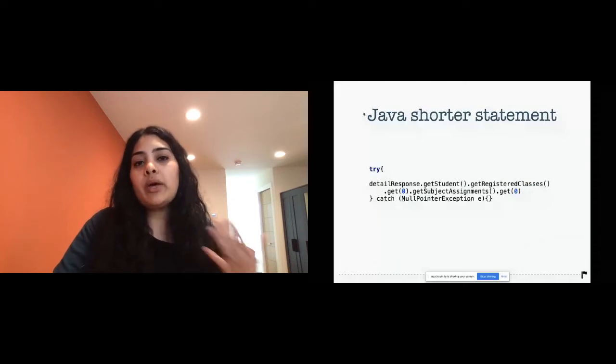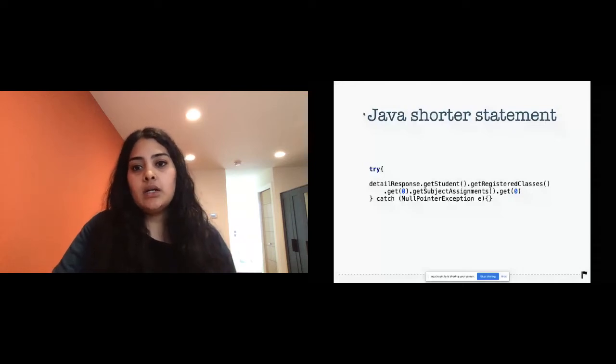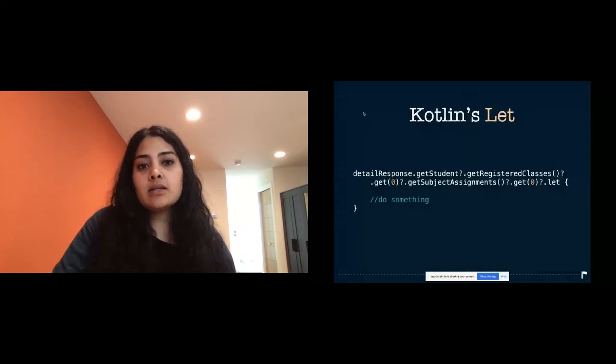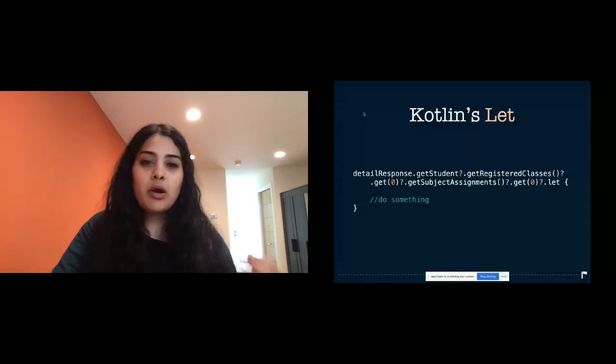So what's a better way to do this in Kotlin? You can consider using Kotlin's let. Let basically says, do everything inside of the let block if everything to the left of me is not null. And whenever you find yourself looking at extremely verbose and repetitive code like this in Java, there's probably a standard library function in Kotlin that can help you do it better, such as Kotlin's let.